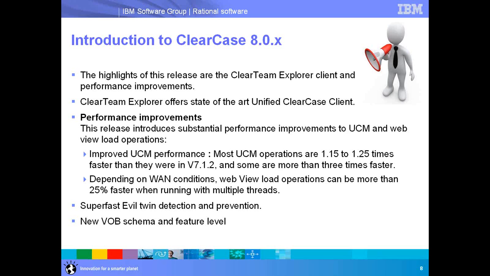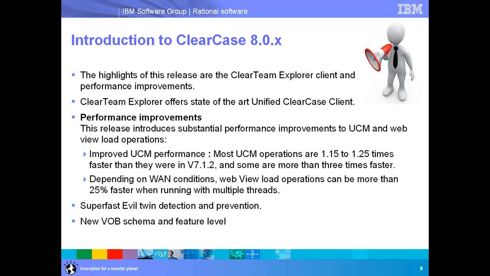performance. In UCM, we have been able to get an improvement of almost 1.15 to 1.25 times when compared to the older versions, and in most cases it is more than 3 times faster compared to the older version. Coming to the WAN-based access, that is based on CTE and CCRC WAN, it is almost 25% faster compared to the older versions because we have introduced the multi-threading concept in ClearCase 8.0. That is a major contribution which has helped in improving the performance.